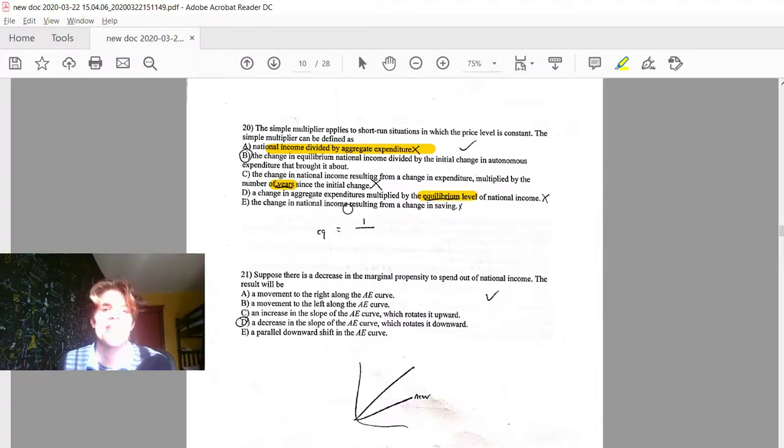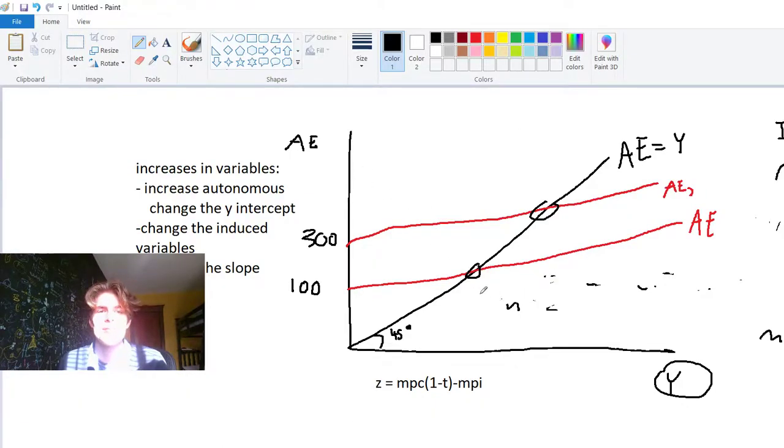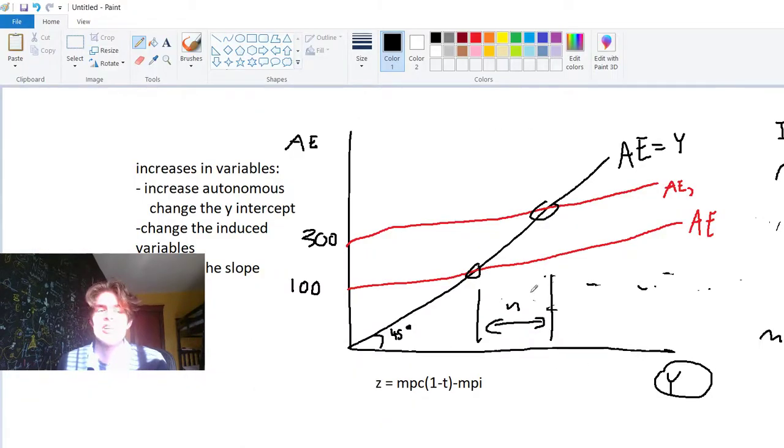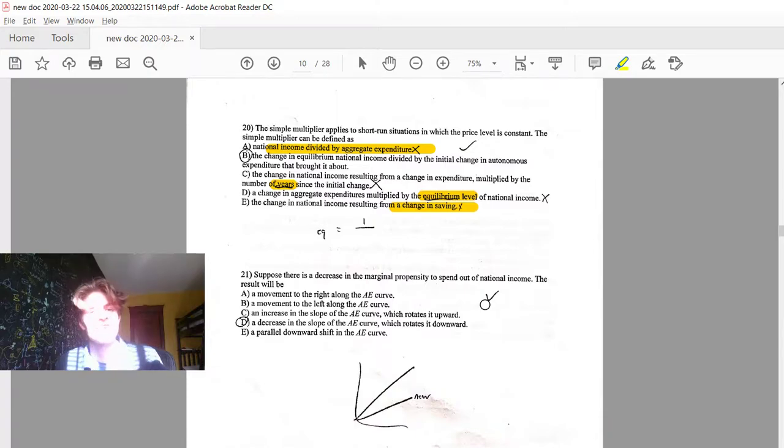And then the change in national income resulting from a change in saving also has nothing to do with saving, so that one's kind of out. This one, the change in equilibrium national income divided by the initial change in autonomous expenditure that brought it about. So the change in equilibrium national income, so this change, right, equilibrium national income down here, divided by the initial change in autonomous expenditure, 100. I don't want to make up these numbers, it's probably going to go wrong, but that change divided by 100 would give us 2. I'm not going to make up those numbers and do some math, but that would work. Yeah, trust me.